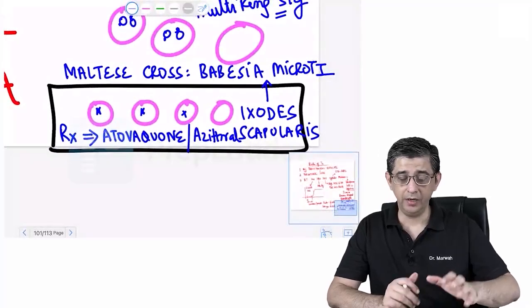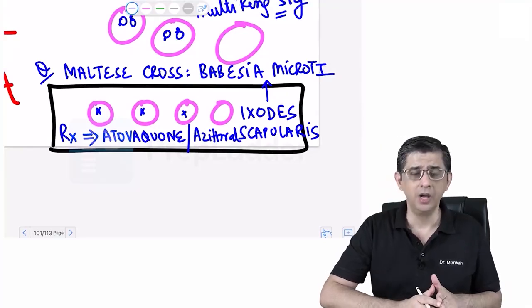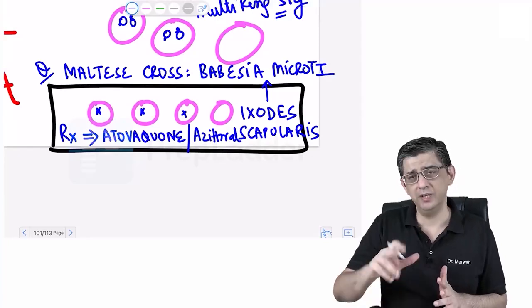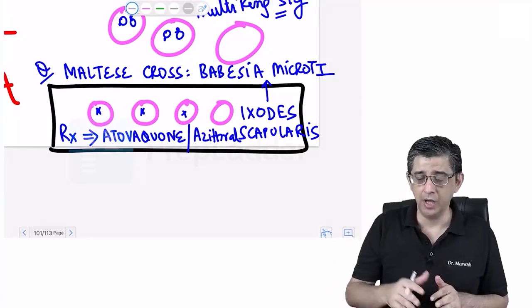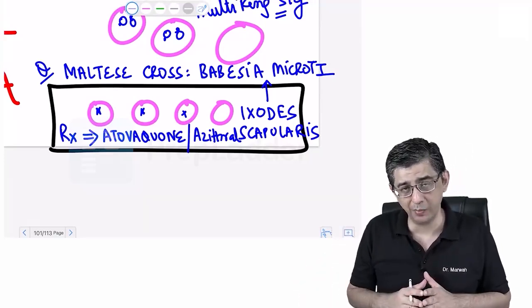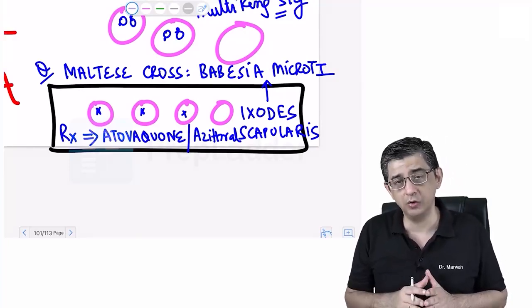Babesia microti, a related fact which has been discussed here, on a peripheral smear would have a Maltese cross appearance. Obviously, Maltese cross appearance in the urine can be Fabry's disease, which we'll discuss separately in the kidney section. But Maltese cross on a peripheral smear is Babesia microti, the vector is Ixodes scapularis. The treatment would be a combination of two drugs, that is atovaquone and azithromycin.